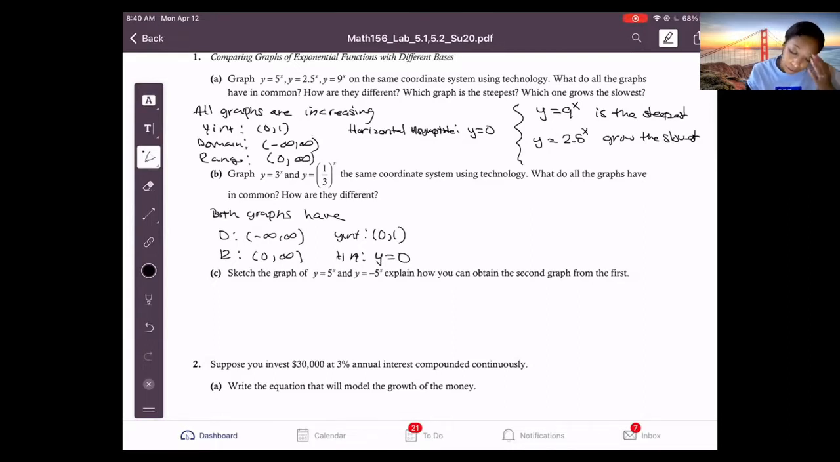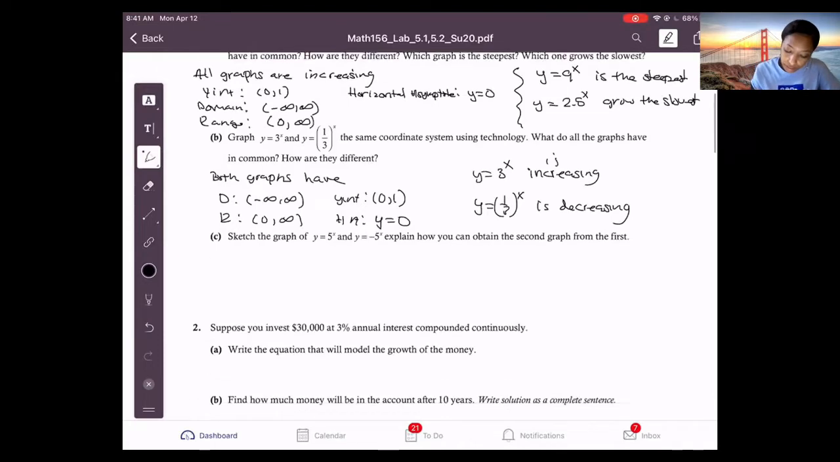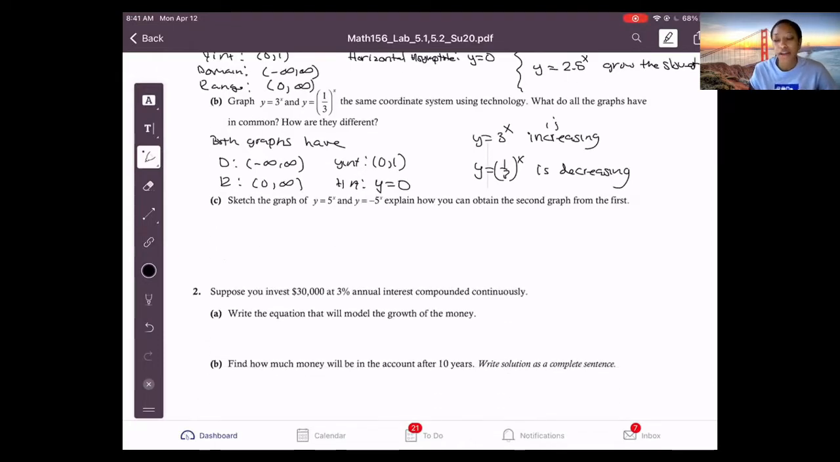What's different? Y equals 3 to the x is increasing. And y equals 1/3 to the x is decreasing. So one is an exponential growth, an increasing function, and the other is an exponential decay. Remember, if your base is between 0 and 1, you get a decaying or a decreasing function.